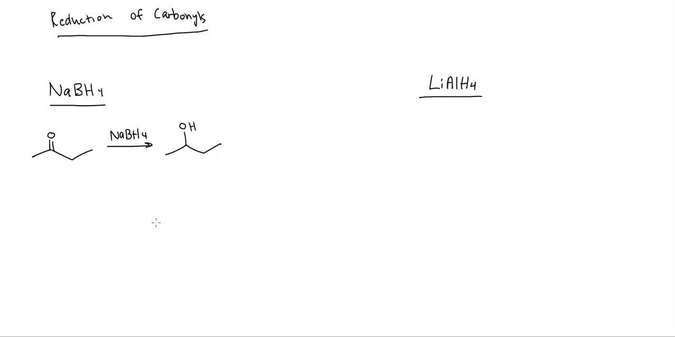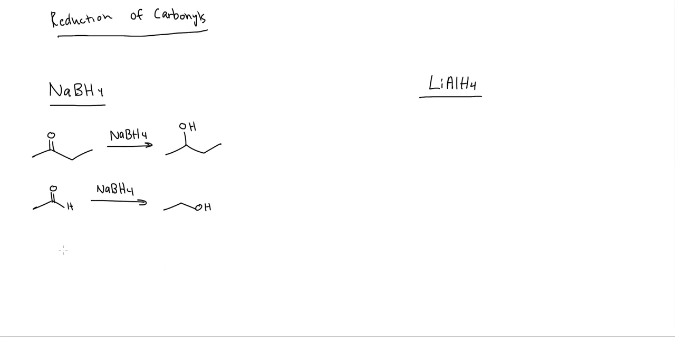Again, aldehydes are going to do the same thing. So this is with a ketone. Ketones make a secondary alcohol. With an aldehyde, I'll take some aldehyde here, and then I react this with NaBH4. What this is going to do is make a primary alcohol. So aldehydes make primary alcohols and ketones make secondary alcohols.